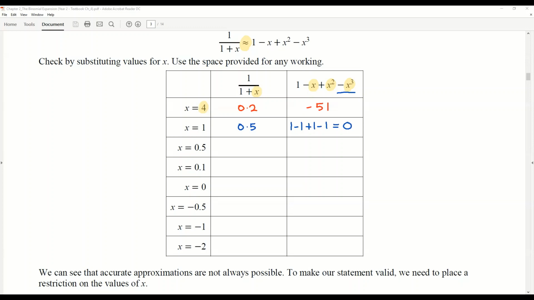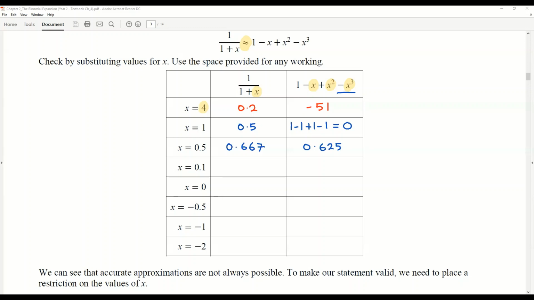For x equals 0.5, if you substitute that, I'll do it in decimal form, you're going to get 2/3, which is of course 0.6 recurring. I'll do it to 3 decimal places, so 0.667. But yeah, that's 2/3. And then if you evaluate it on the right hand side, we get 0.625, which look reasonably similar, don't they? It's not a million miles away.